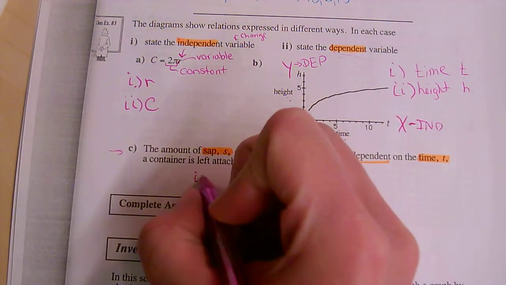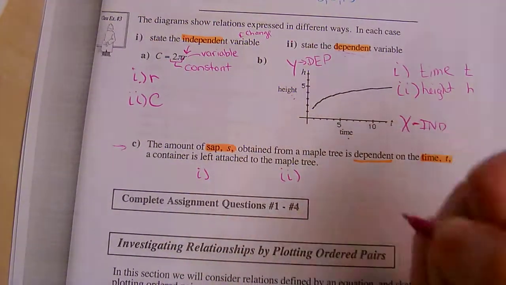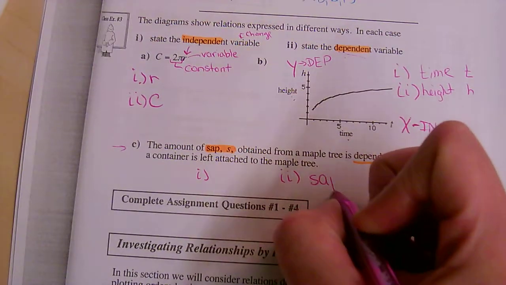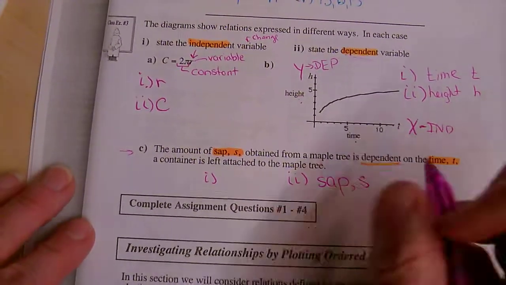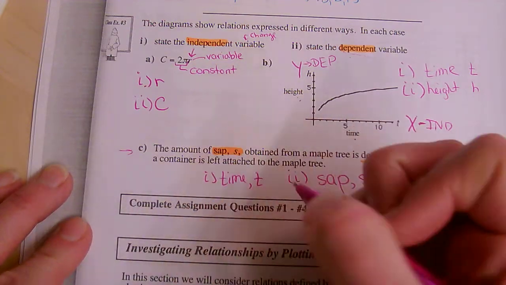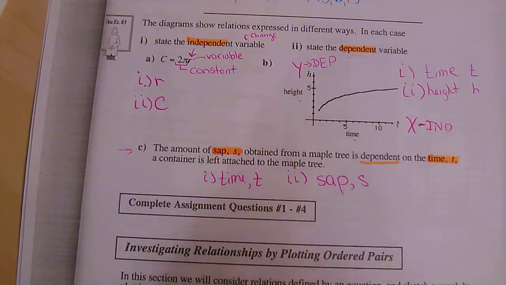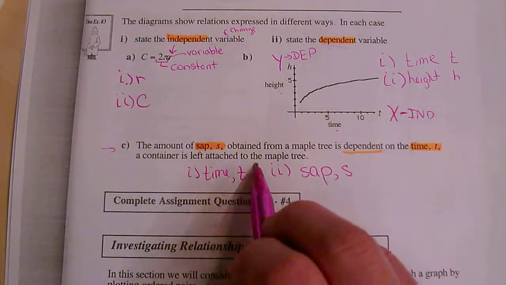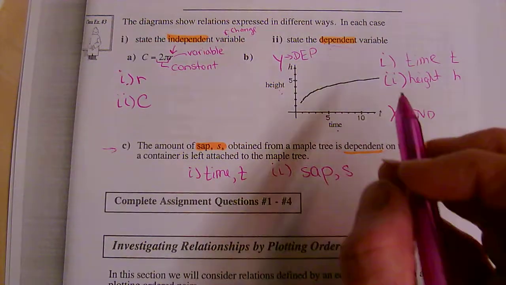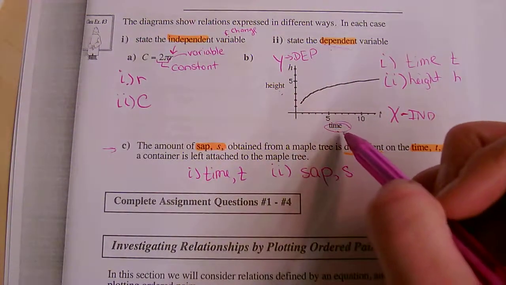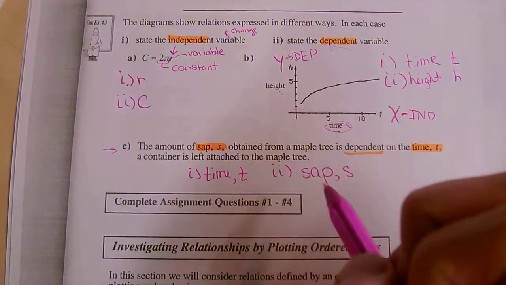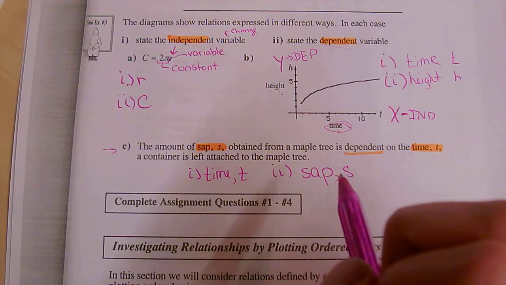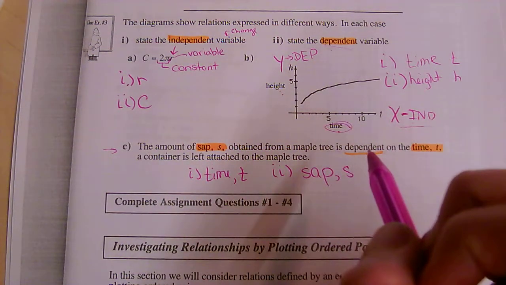Looking for my independent and my dependent, it says that sap is dependent, which means time is independent. In science and math, a heck of a lot of the time, if you've got time, it's independent. I don't think I've seen too many examples where time was the dependent thing. So if in doubt, if it is time, it's going to be independent.